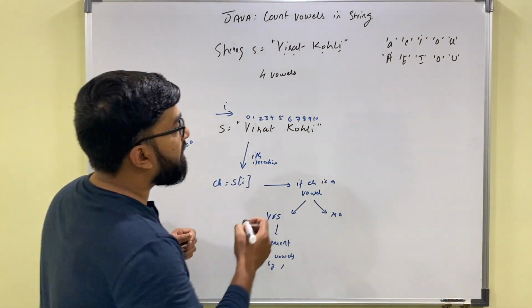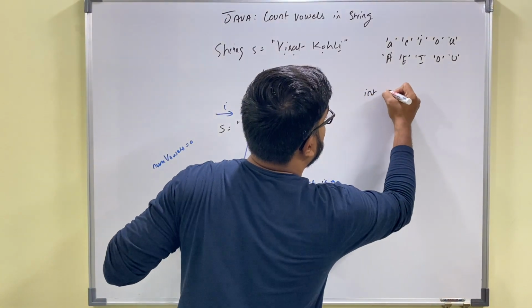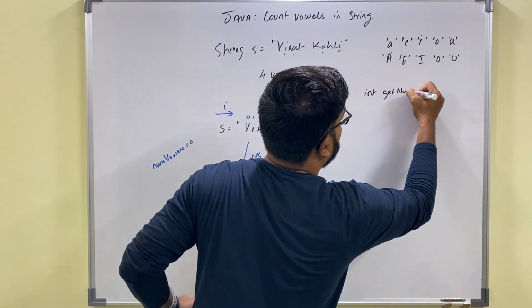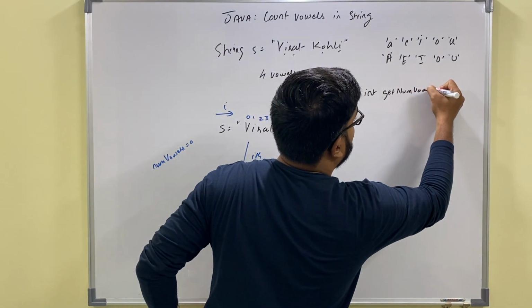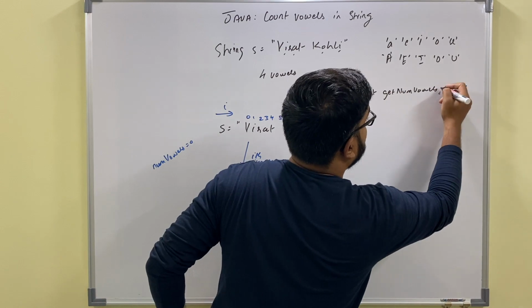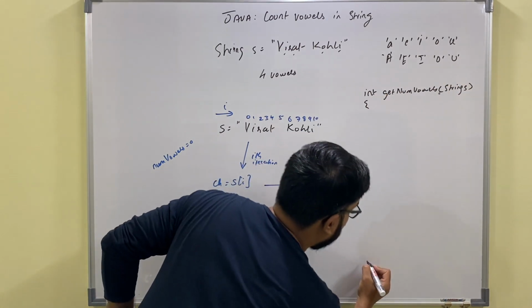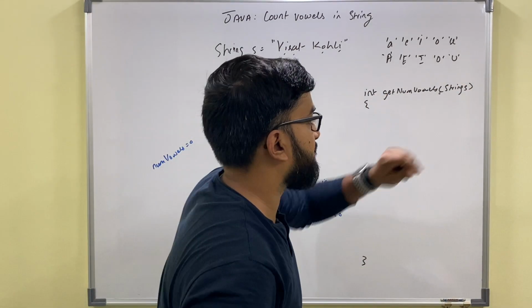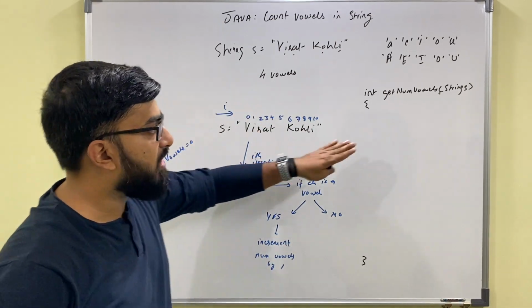So I will write a method, say int getNumVowels, which takes a string s and returns the number of vowels in this string s. And this is the idea we follow to code our method.